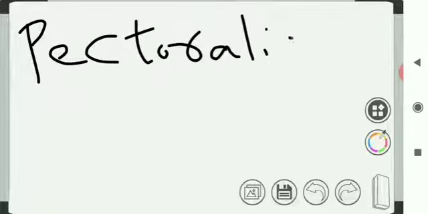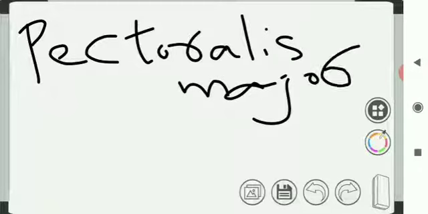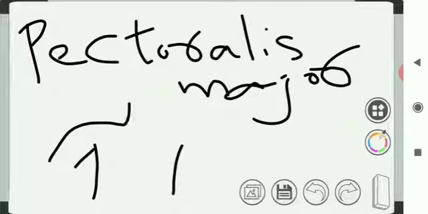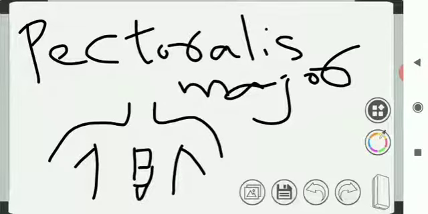Today's interesting topic is Pectoralis major. So what is this Pectoralis major? Where exactly is it present? See, pectus means chest or the breast area. So it is present in the front portion of the chest. It is present over here, and it is a large muscle. Therefore, it's called major. So that is pectoralis major.